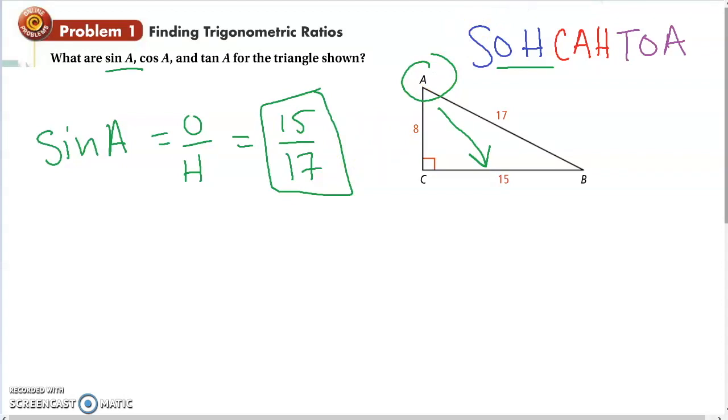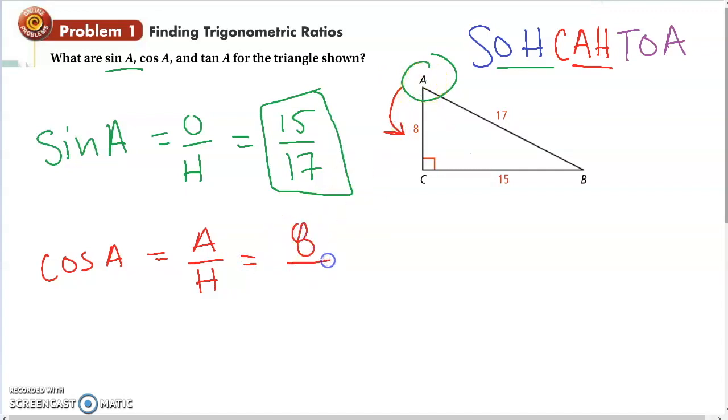Let's go ahead and practice finding cosine of A. Cosine of A, again, is a little different. Let's erase this arrow. We still are trying to find the value, the comparison, of A. So for cosine of A, we're going to do adjacent over hypotenuse. Cosine is adjacent over hypotenuse. The adjacent side, or the side that is next to A, is 8, and the hypotenuse is still 17.